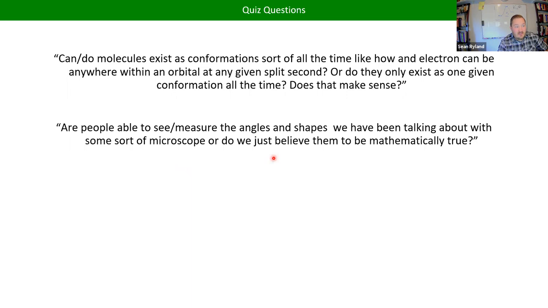So basically chemists and biochemists and biologists have to be very, very clever with how we can actually measure things at the molecular level, because we can't just pull out the microscope and check it out. But we can find other ways to indirectly show that these theories are correct or match what we see in the lab.